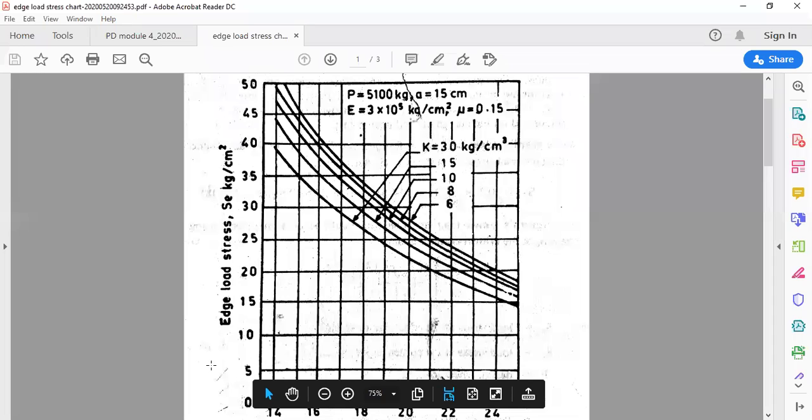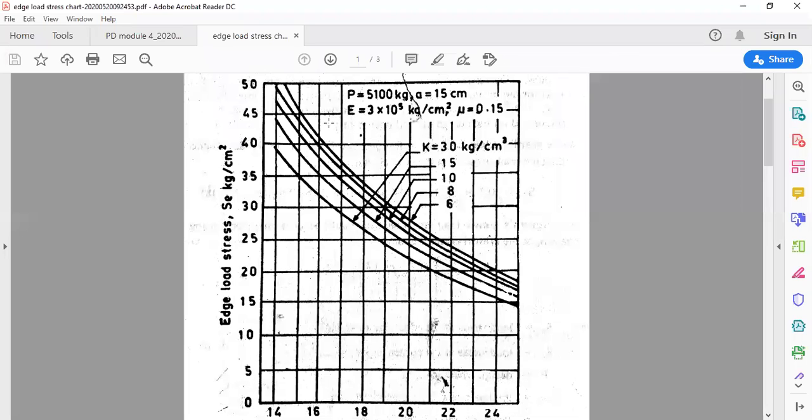Now, this is to find out edge load stress, wheel load stress. The criteria here is, in order to refer this chart, there are some values which are constant. Wheel load will be 5100 kg, so there will be no change in wheel load when you are referring to this chart, as well as the value of E. E is nothing but modulus of elasticity of concrete. This value will not change. Mu will remain the same, that is 0.15. Only change will be in the value of K, either it will be 30, 15, 10, 8 or 6.